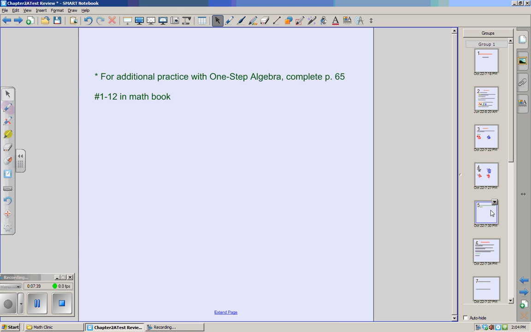If you feel that you need additional practice with one-step algebra, please complete page 65, numbers 1 through 12 in your math book. You may show those example problems to Mr. Baker or myself. I am in room 163, and I can check those off for you to see if you are doing them correctly.